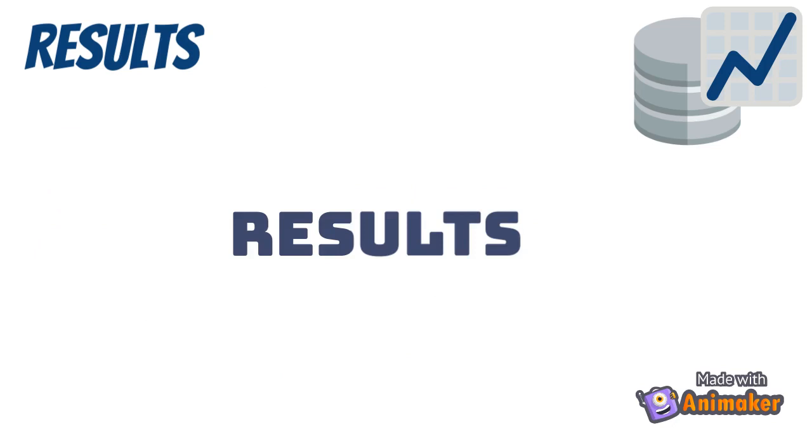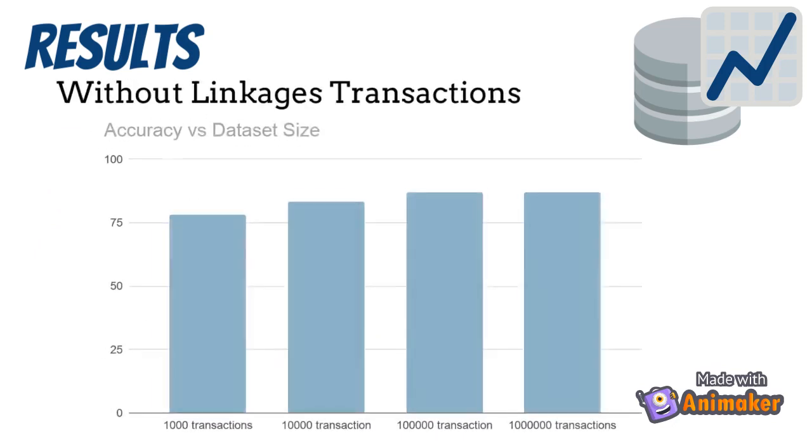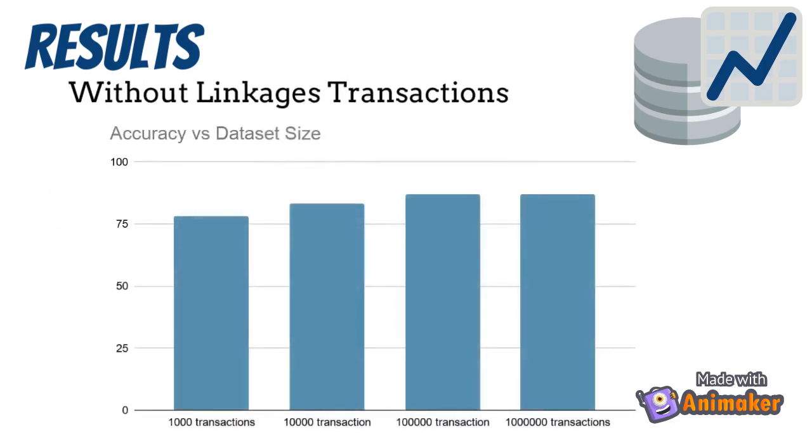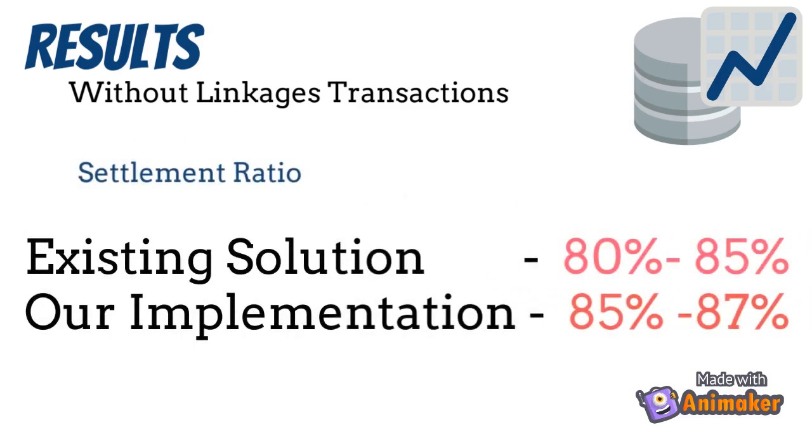Results for with and without linkages transactions. First, the without linkages transactions. Results were compared with the Gurobi linear solver. According to the results, the performance of the model does not degrade with the input size. The existing settlement models in the industry achieve a settlement ratio of around 80 to 85%, while our approach achieves a settlement ratio of 85 to 87%.